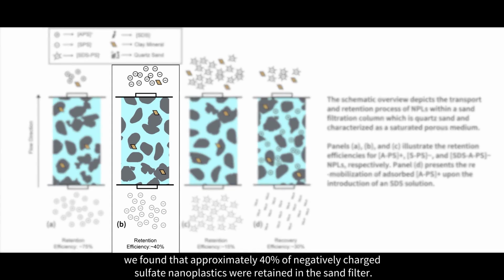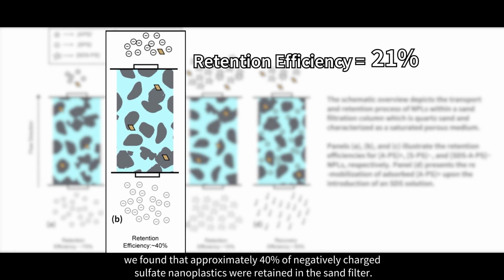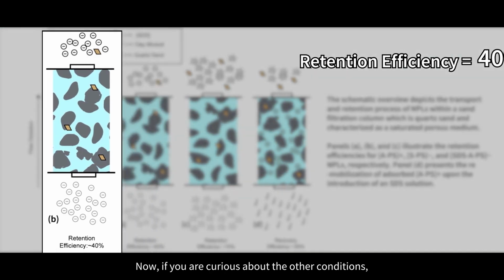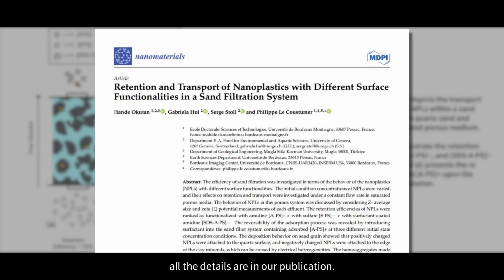For example, we found that approximately 40% of negatively charged sulfate nanoplastics were retained in the sand filter. Now, if you are curious about the other conditions, all the details are in our publication.